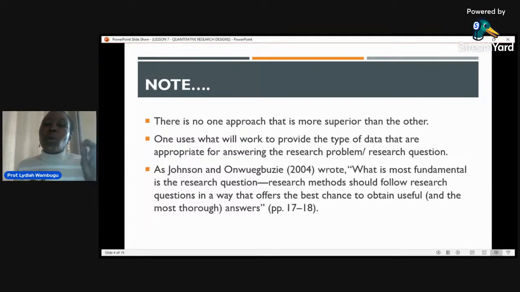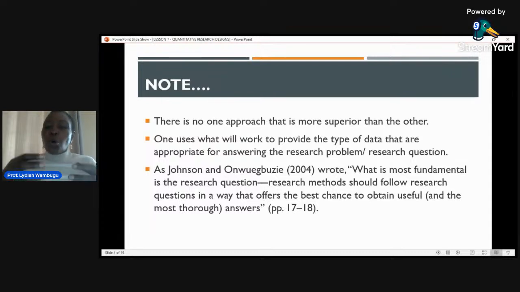You use what will work to provide the type of data that are appropriate for answering the research questions or solving your research problem. And that is why Johnson and this other gentleman said, when you're thinking about the approach to use, what is most fundamental is the research question. So anything else should follow the research questions in a way that offers the best chance to obtain useful and the most thorough answers. So in other words, it is your research problem that determines the type of approach that you are going to use.